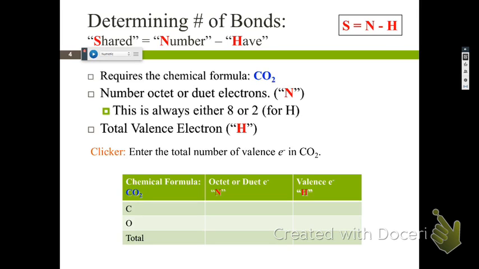So we come down to oxygen. How many do we put in the octet number for oxygen? 16. Is it 8 or 16? 16, because we have 2 oxygen atoms. Each one is striving to get a full octet to increase its stability.